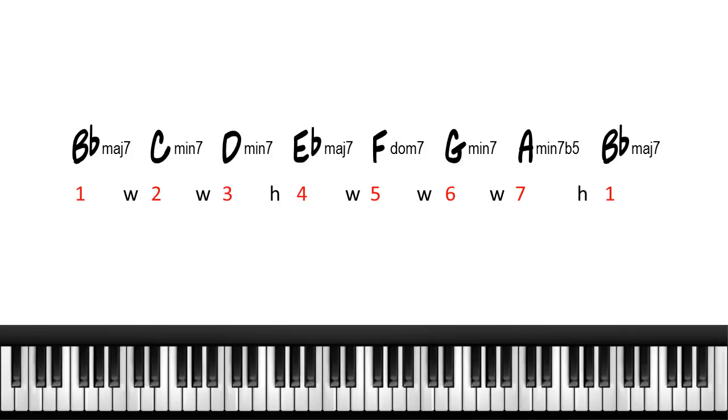We're going to be in the key of B flat this time, so let's look at the scale for the key of B flat. B flat is the 1, C is the 2, D is the 3, E flat 4, F is 5, G 6, A is 7, and then we're back to the root, B flat.